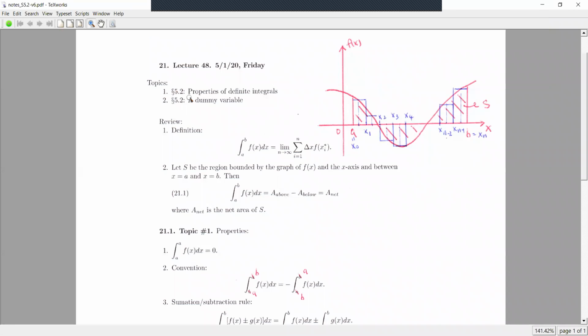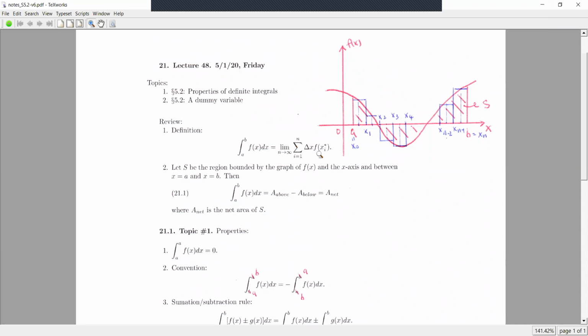Today, I present these two topics: properties of definite integrals and a dummy variable in the integral notation. Let's have a review first. Number one, an integral is a limit, the limit of this sum.